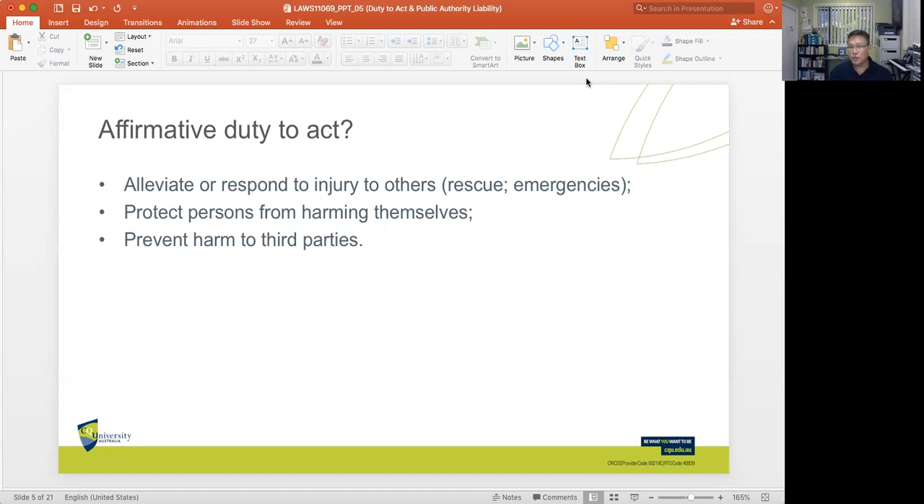Or what if it's in relation to an employer? What if you have co-employees fighting and hurting each other? Would there be an obligation on the part of the employer? Well, the employer certainly wasn't responsible for the injury to the other.